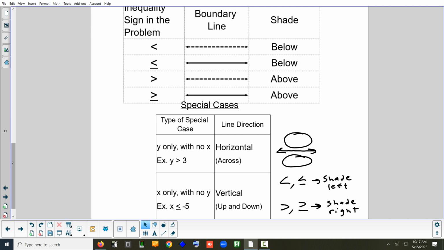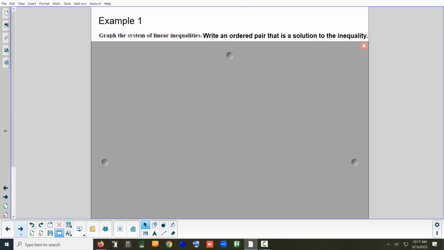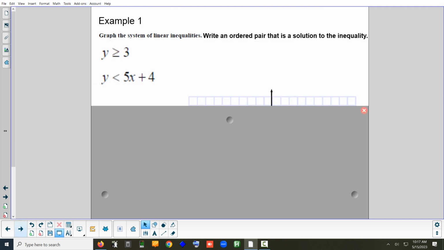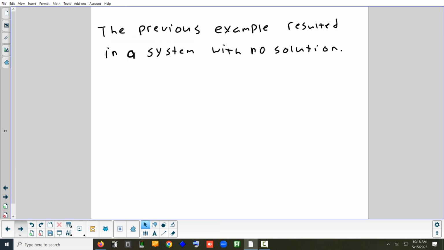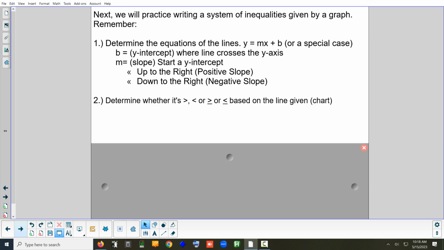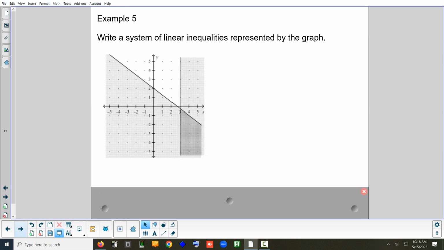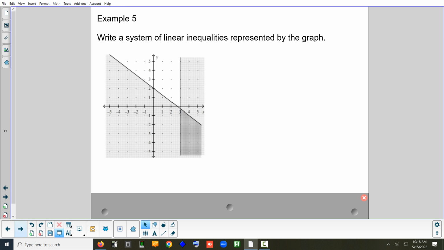Okay, so now we'll just practice some sketches. There's two ways I can give you this kind of problem. Okay? I can either give you a system and then ask you to graph it, or I can graph it for you, and then you tell me the system.